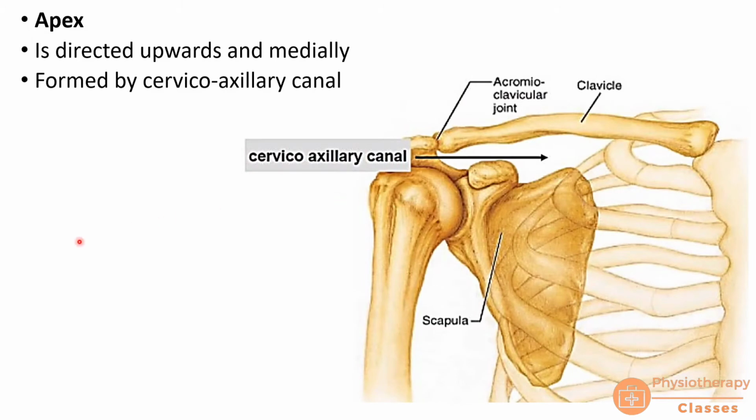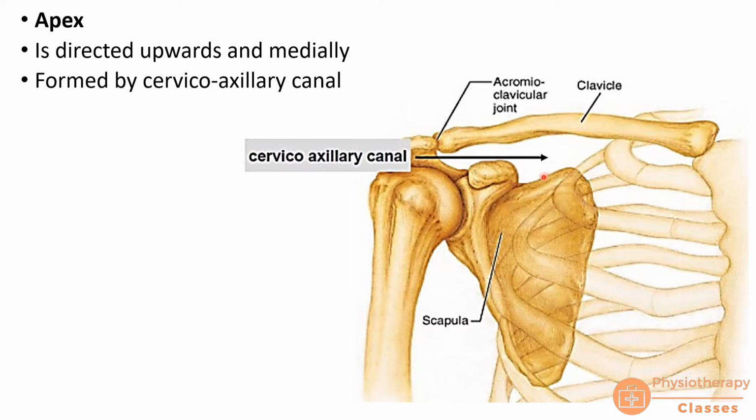Let us consider them one by one. Now we will look at the apex. This is the apex. This is directed upwards and medially. And this is formed by a canal which we can see here. This canal is known as cervico-axillary canal. As the name suggests, cervical means neck. And obviously this is the opening between the axilla and the neck, that is the root of the neck.